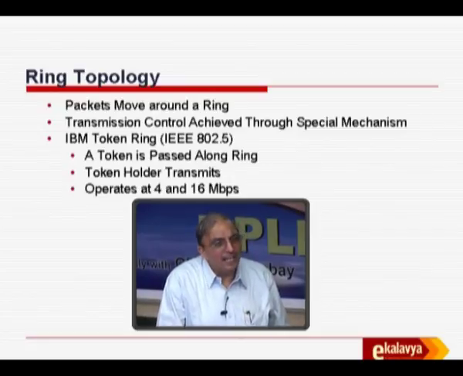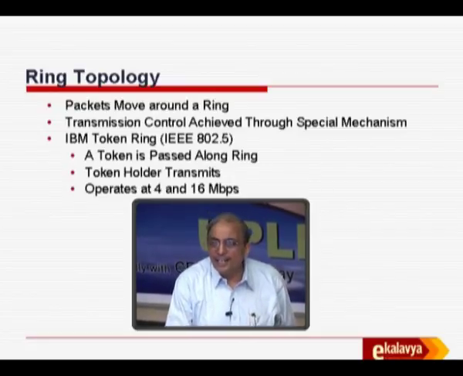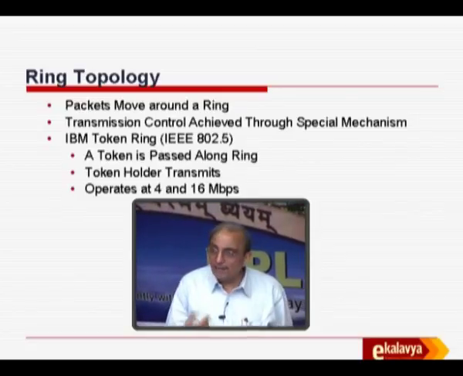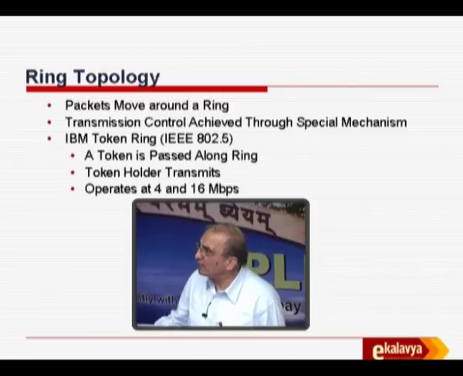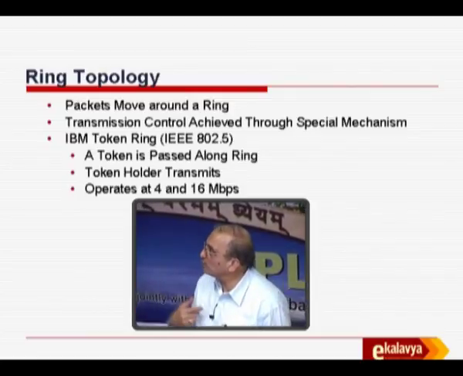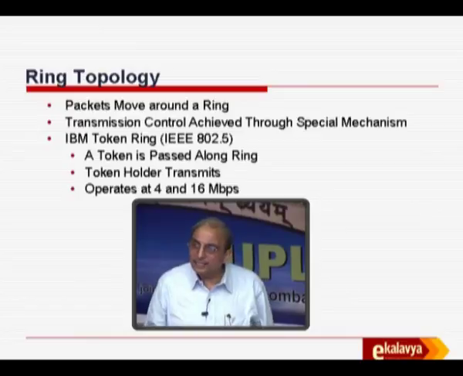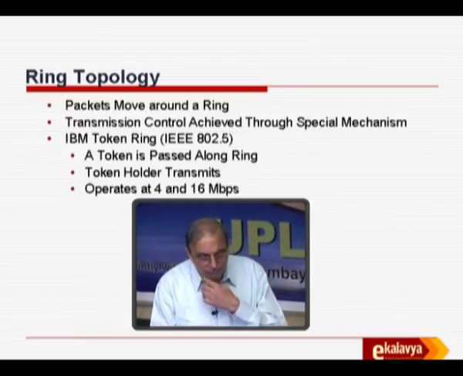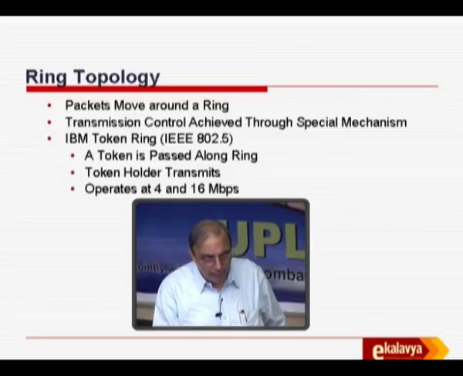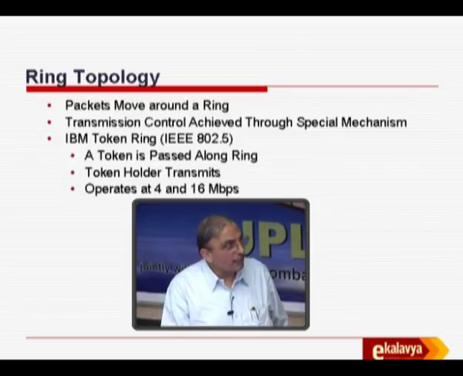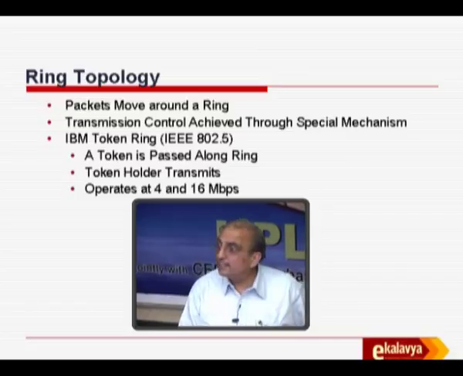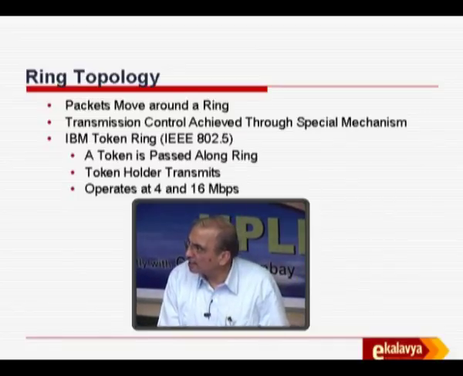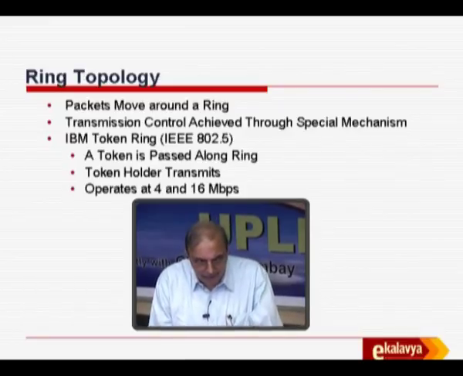You see, in networking, it's a very funny thing. It does not matter which protocol I like. If I am the only one liking it, it is useless. Because if I have to communicate, others also have to like the protocol. So universal acceptance is an important criteria in networking technology. A token is passed along the ring. Token holder and only token holder transmits. It can operate at 4 and 16 Mbps. This is the old standards which IBM actually defined.